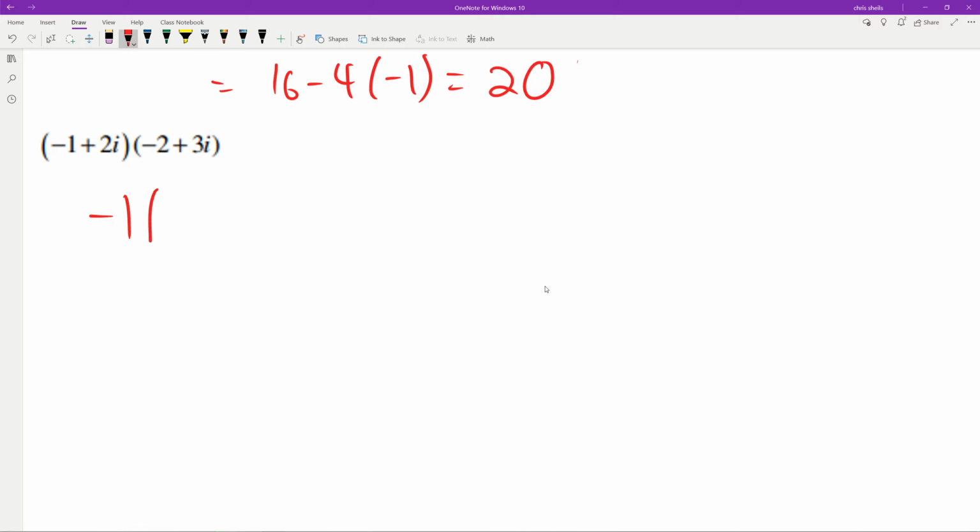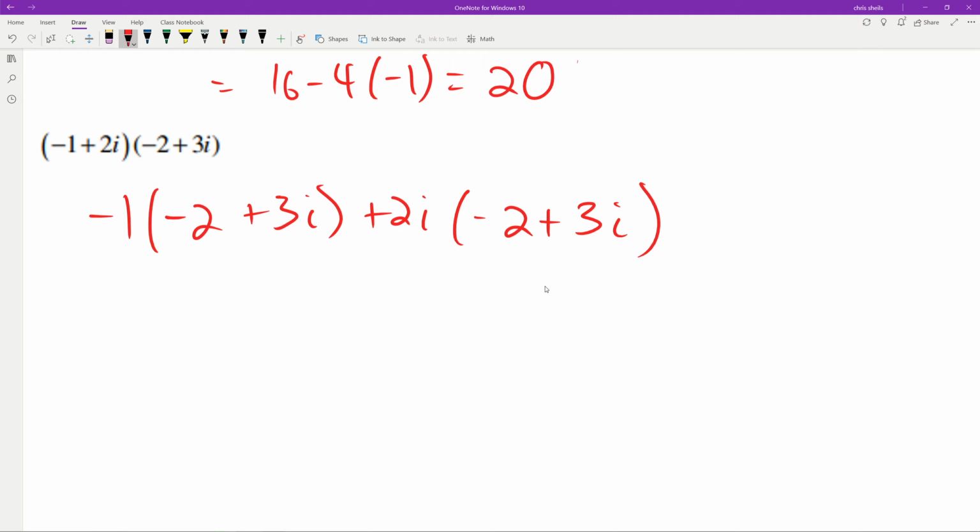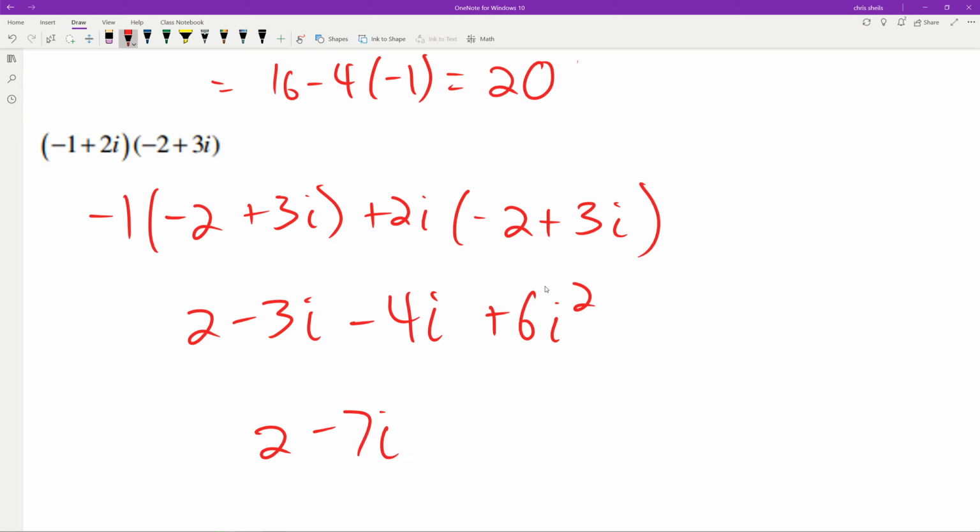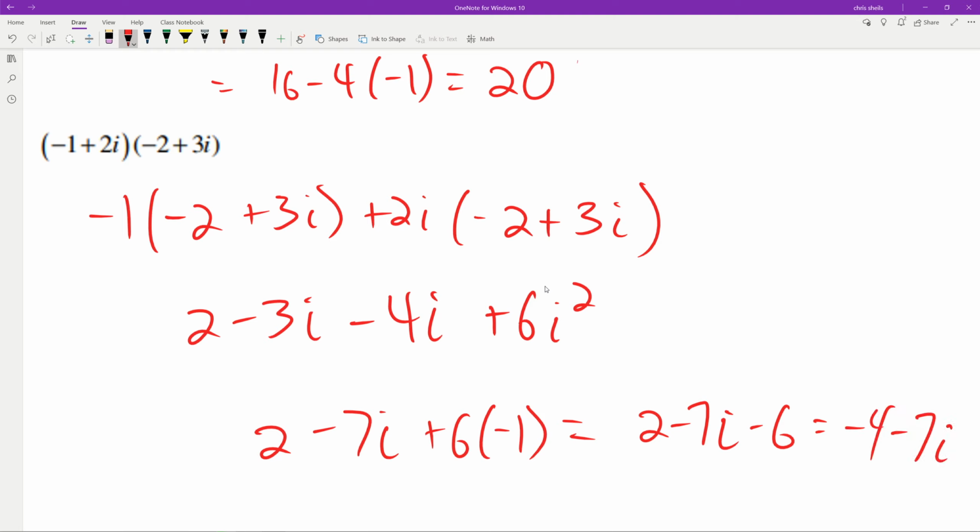Here I have negative 1 times negative 2 plus 3i plus 2i times negative 2 plus 3i. This is 2 minus 3i minus 4i plus 6i squared. This is 2 minus 7i plus 6 times negative 1. And this is, let's see, 2 minus 7i minus 6. 2 minus 6 is negative 4. So this is negative 4 minus 7i.